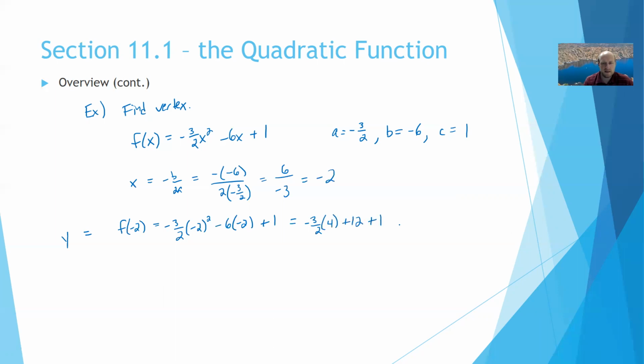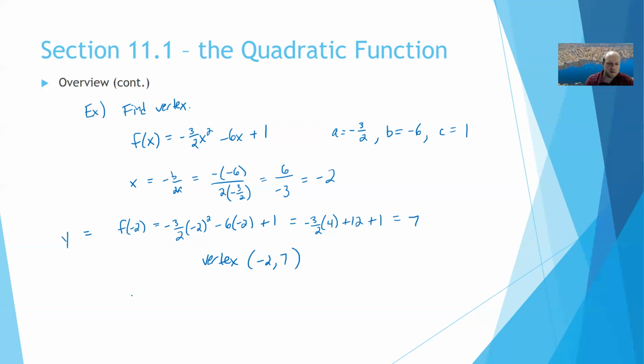But I will simplify this down. All this is going to end up giving us, this part is going to give us a -6. So -6 plus 12 and 1 is 13. -6 plus 13 is 7, +7. So then our vertex here is going to be at -2, 7. Again, it's a coordinate point on your graph.